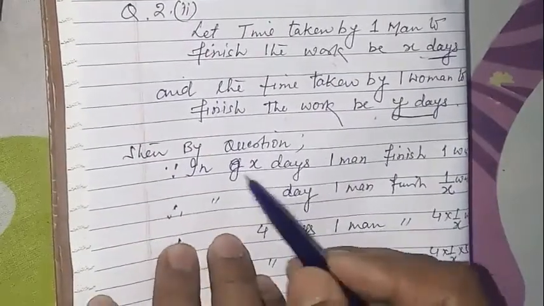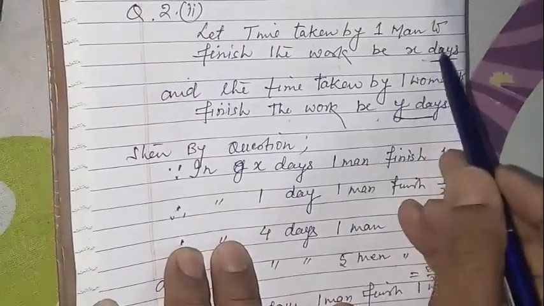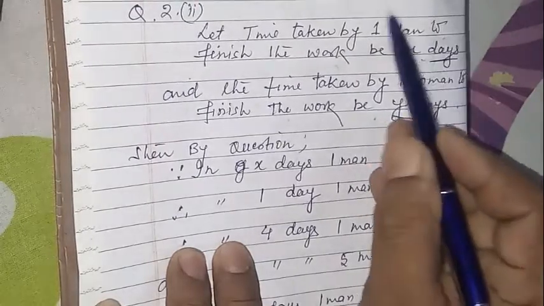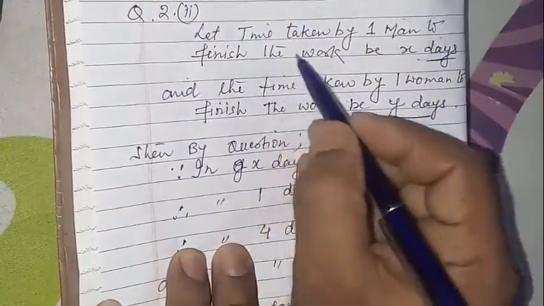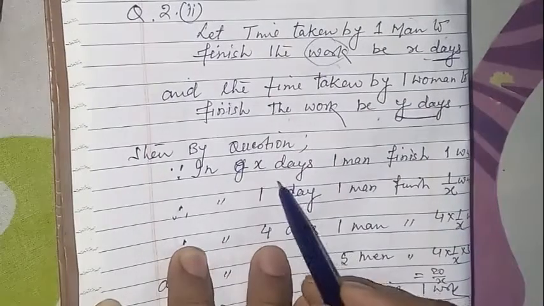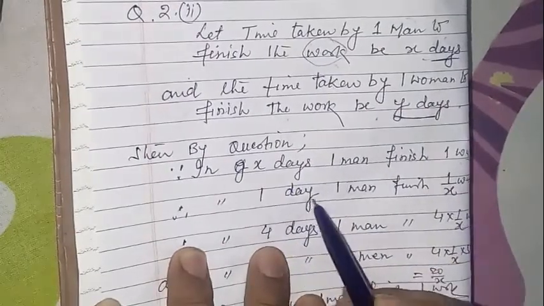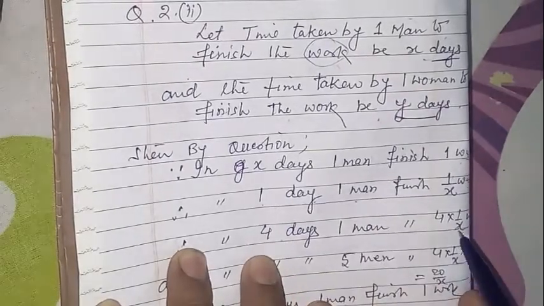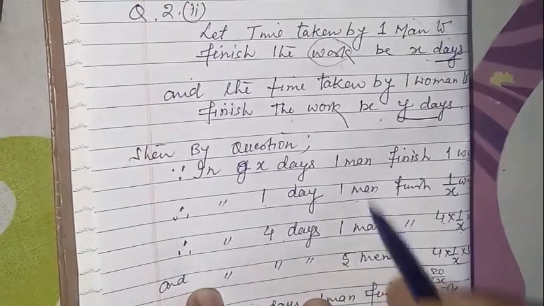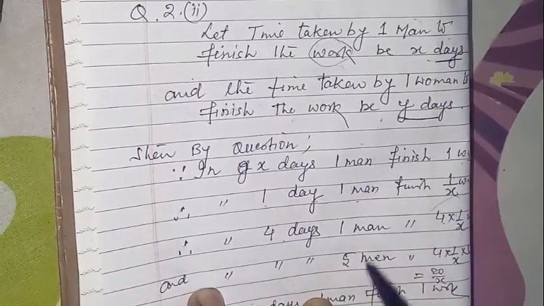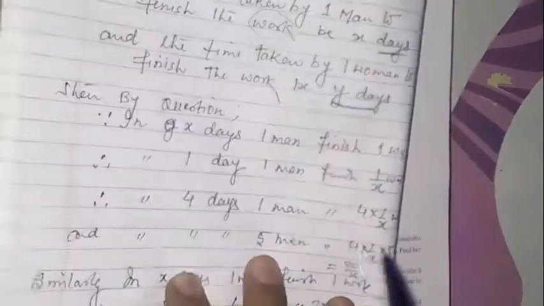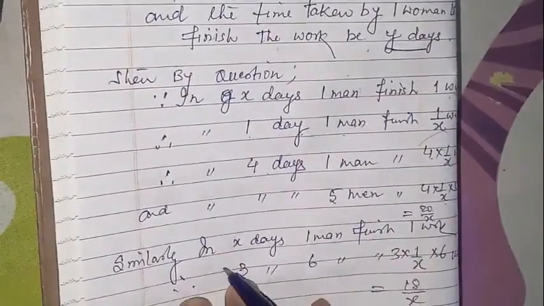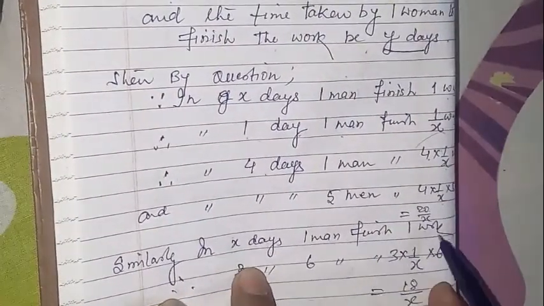Then by the question, in x days 1 man finishes 1 work. This work is 1 work. So in 1 day, 1 man finishes 1 by x work. In 4 days it is 4 into 1 by x. For 5 men, multiply by 5: 4 into 5 by x, that is 20 by x.